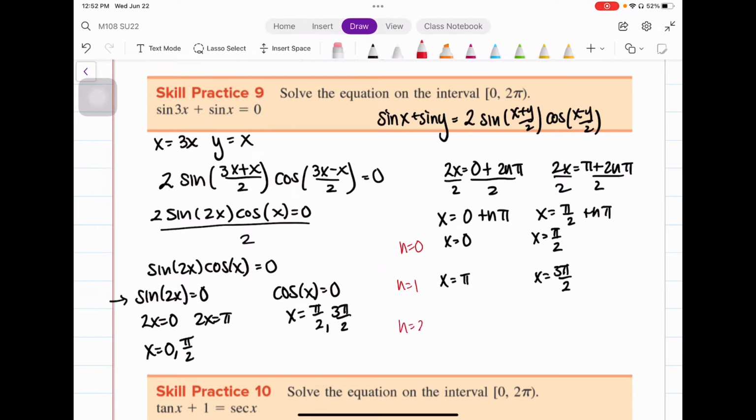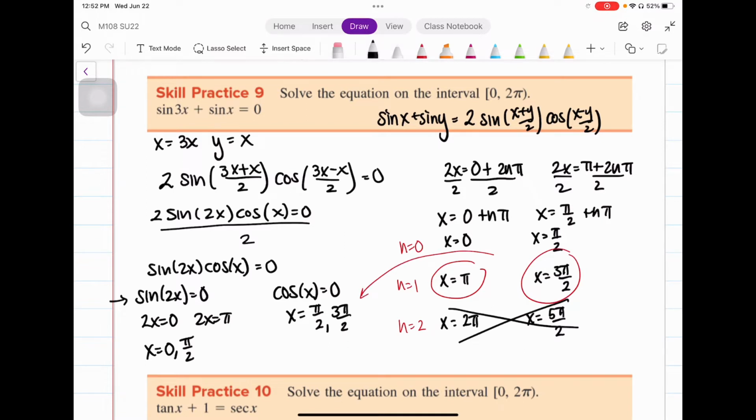What about n equals 2? That gives me 0 plus 2 pi, or 2 pi. That's larger than our interval, which means the next one's going to be larger as well. Pi over 2 plus 2 pi is 5 pi over 2. Both of these are larger than 2 pi. We ignore them, but notice that we got another value because we didn't have pi in our original solutions. We do have 3 pi over 2 already in the cosine solution, but our full solution set is 0, pi over 2, pi, 3 pi over 2.